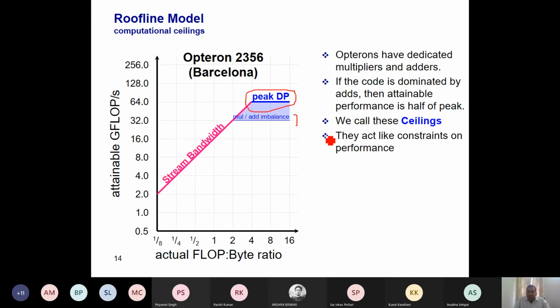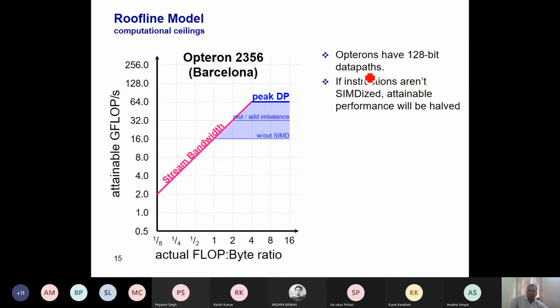Okay, so suppose my roof is here, but then I put some tent, then the height is further reduced. That's why it's called a ceiling. So this ceiling is like a constraint on the performance, so your performance is reduced. That means you have all the hardware resources, both adder and multiplier in all the cores, but you can't use them because your application does not need them. Suppose you're only using the adder, or only the multiplier, then it will be half.